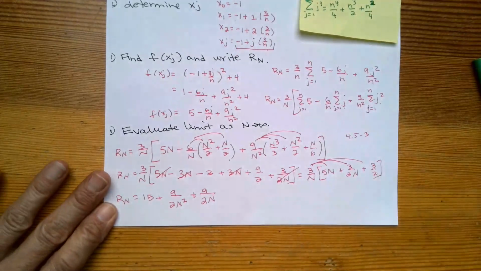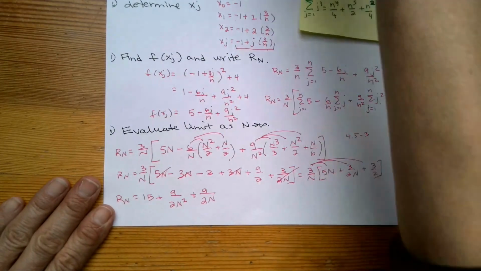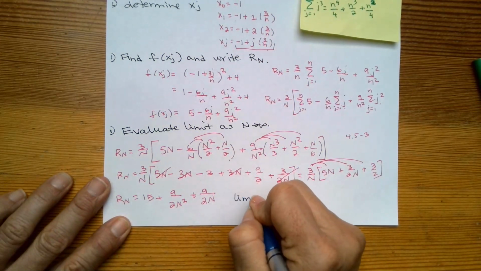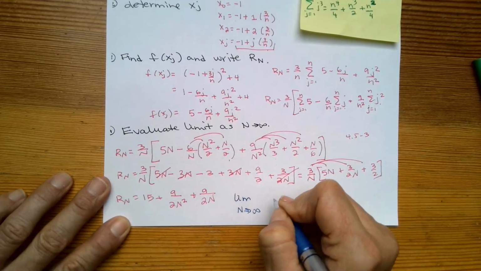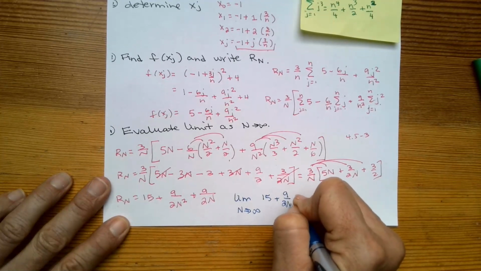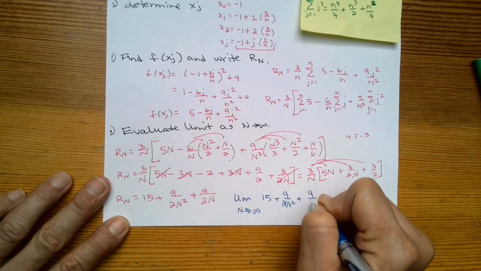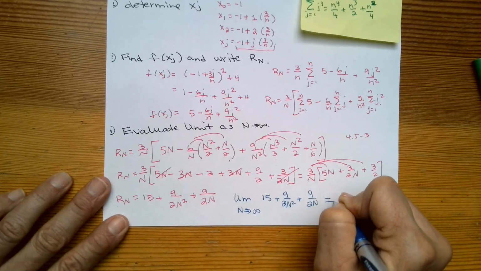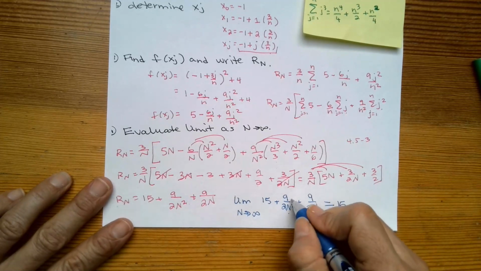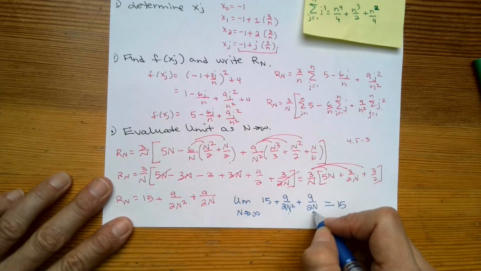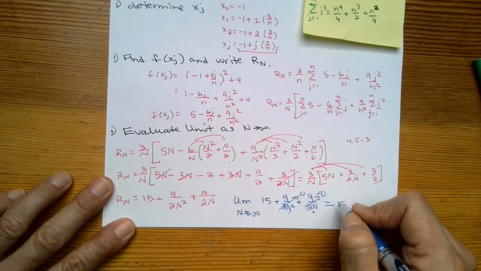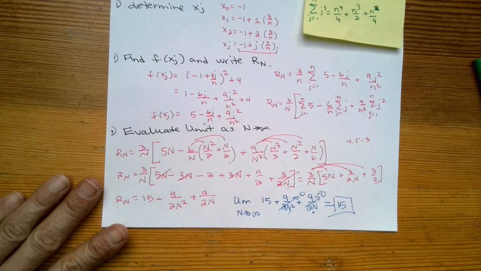Okay, so what we want to do is take the limit. We're going to take the limit of R of n as n goes to infinity. So I have the limit of 15 plus 9 over 2n squared plus 9 over 2n as n goes to infinity. The limit of a constant stays a constant. And when we have that n in the bottom, I have 9 over something really big plus 9 over something really big. Those all go to 0. So my answer is 15.